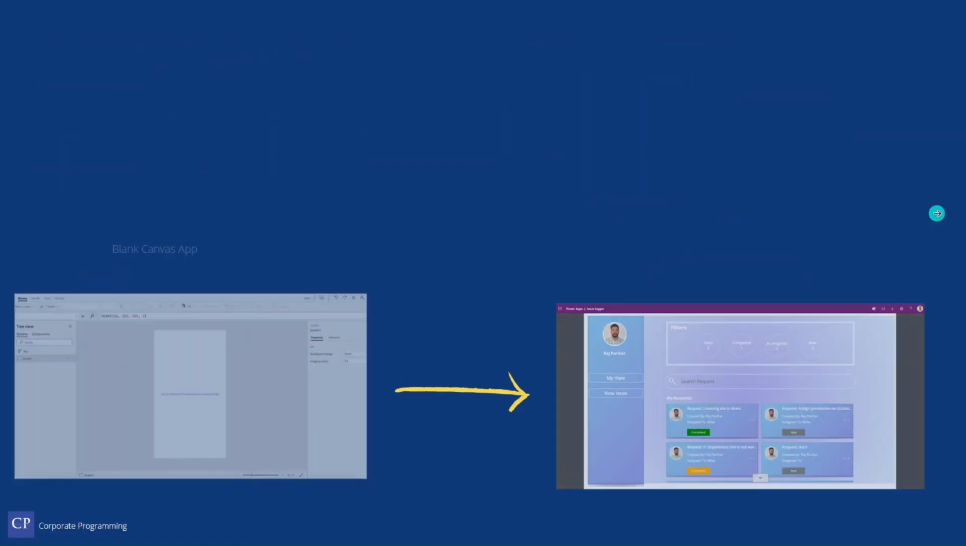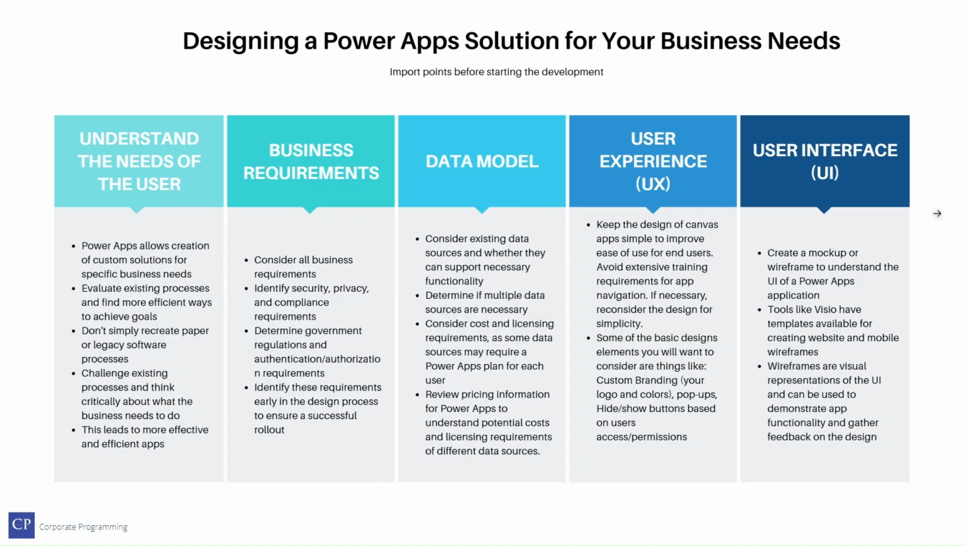Let's move to the next slide. Designing a Power App solution for your business needs. Important points before starting the development. Understand the needs of the user. These are certain bullet points. I will upload this slide on my blog. You can download this slide from there. These are the bullet points you need to remember while developing an app.